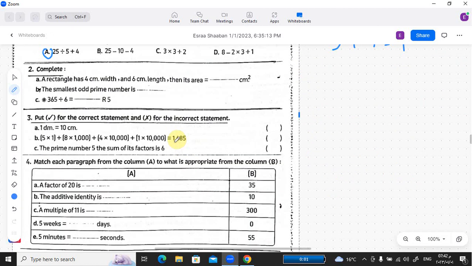2. Complete. A rectangle has 4 meter width and 6 centimeter length. Find the area. Area means length times width, so 4 times 6 equals 24 centimeter squared. P. The smallest odd prime. So the primes are 2, 3, 5, 7, and so on. The smallest even prime, and the only even one, is 2, but the smallest odd prime is 3.